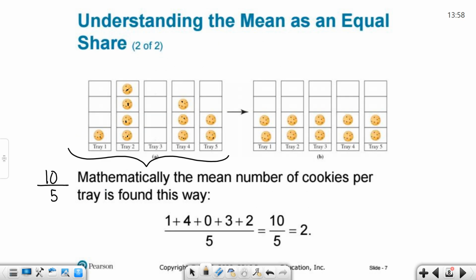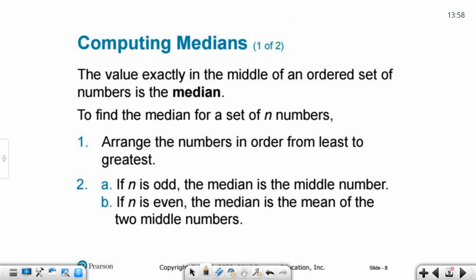It also shows you a picture of averaging things out. So we went from this picture where they look like this, to looking more leveled out, more average.